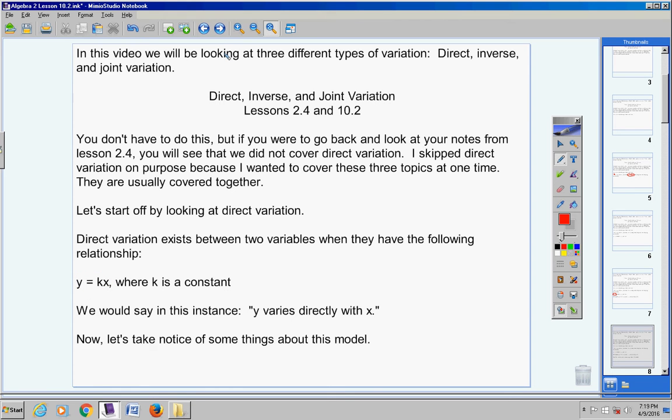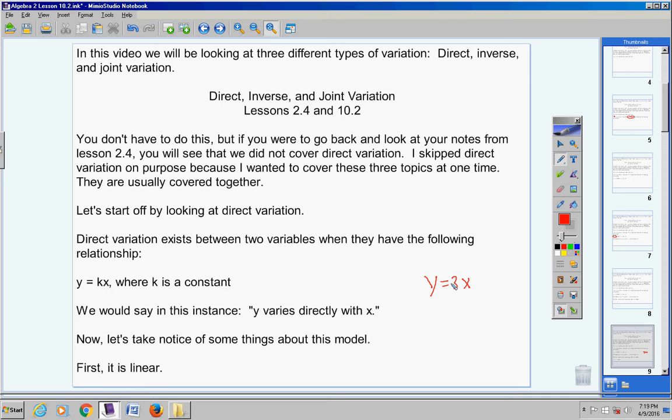Now let's take notice of some things about this model. It's really important. Are you ready? Let's take some really good notes here. First, it's linear. Come on, guys, it's common sense. Y equals 3x. That is a direct variation equation. Y varies directly with x. Here's my y, here's my x, here's my k. This is a linear equation, you know that.